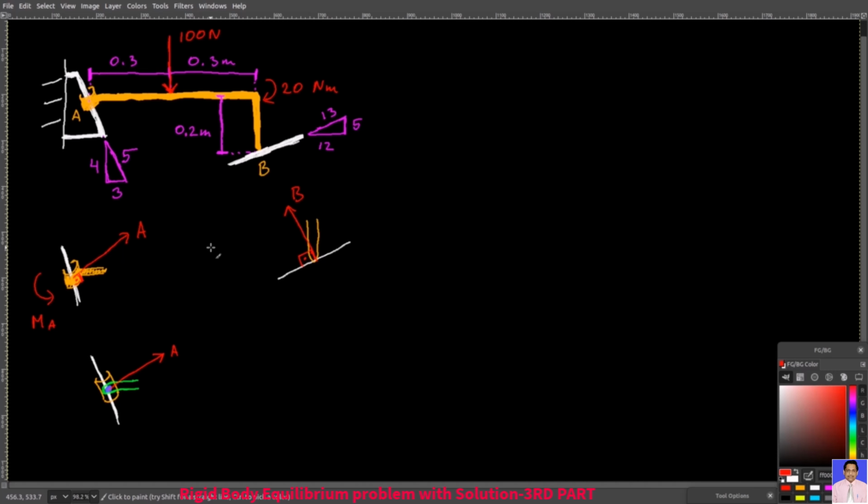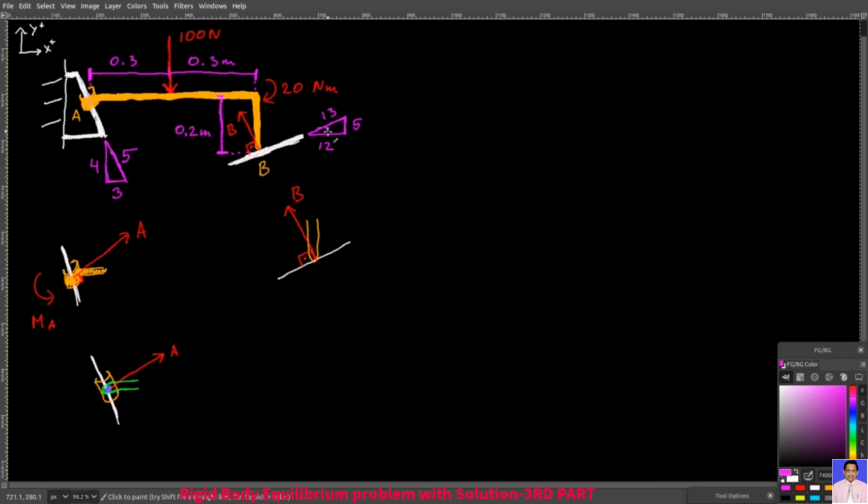And now, you only have to draw the free body diagram to this object and apply the rigid body equilibrium principle to find your reaction forces and moments. So let's do it here. These are my positive x and y axes. And now, in addition to this 100 Newton force and this 20 Newton meter couple moment, I'm going to put this reaction force B here, which is 90 degrees to the ground.